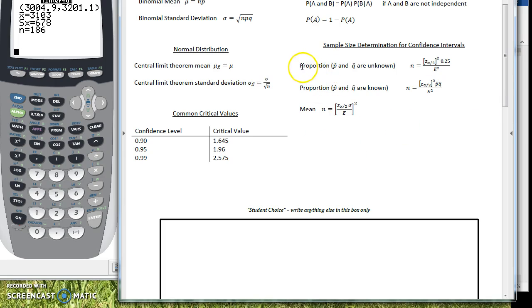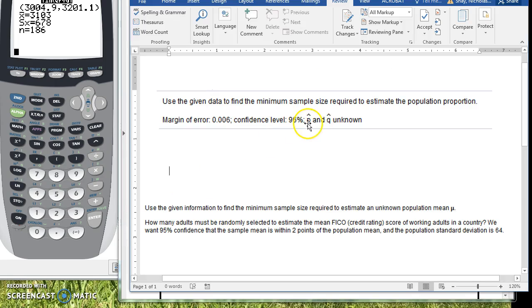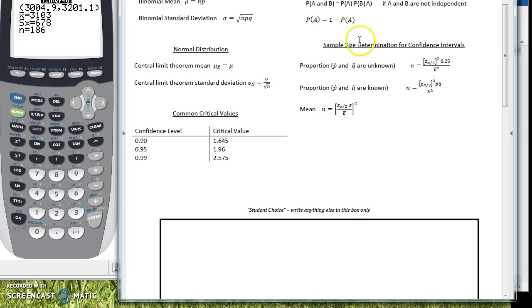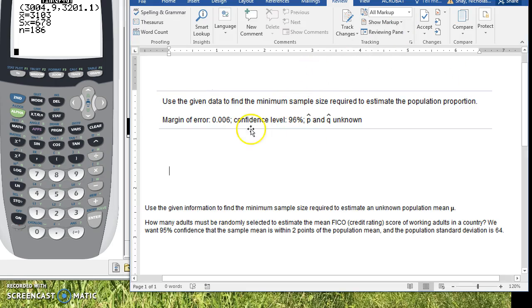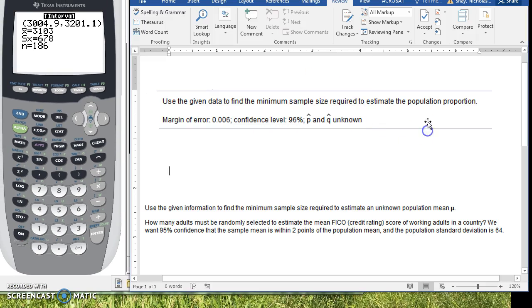For the first problem, we're going to use this. Let's see if we know p hat or not. It says p hat and q hat are unknown, so we're going to want to use this one right here: z alpha over 2 squared times 0.25 divided by your error squared. So let's work out this first one. It says that the margin of error is 0.006, so we know E is equal to 0.006.